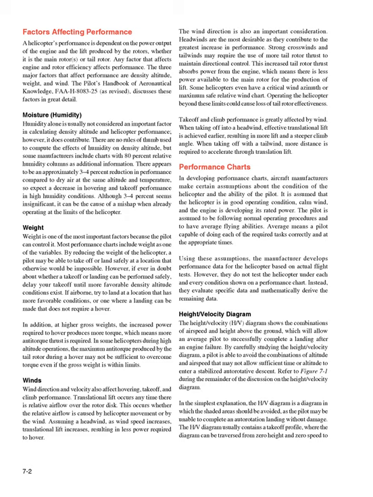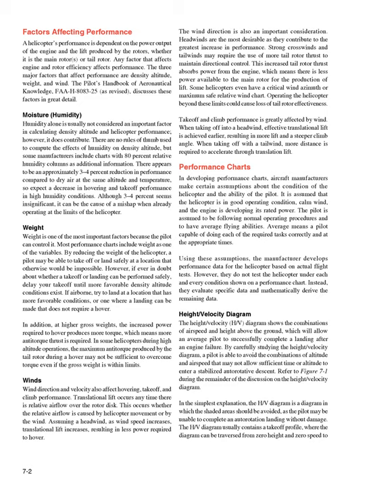Height/velocity diagram. The height/velocity (HV) diagram shows the combinations of airspeed and height above the ground which will allow an average pilot to successfully complete a landing after an engine failure. By carefully studying the height/velocity diagram, a pilot is able to avoid the combinations of altitude and airspeed that may not allow sufficient time or altitude to enter a stabilized autorotative descent. Refer to Figure 7.1 during the remainder of the discussion on the height/velocity diagram. In the simplest explanation, the HV diagram is a diagram in which the shaded area should be avoided, as the pilot may be unable to complete an autorotation landing without damage.